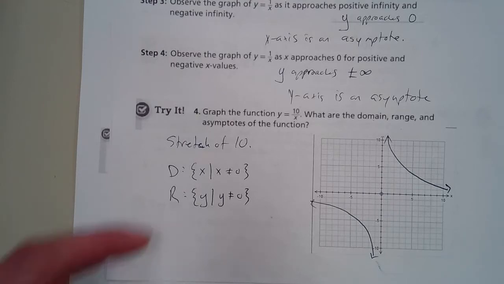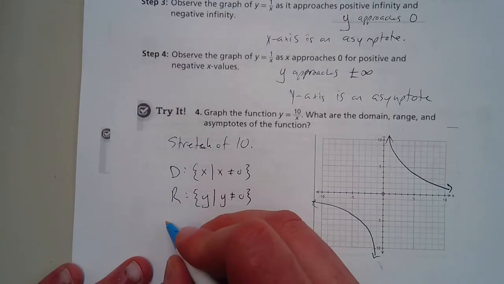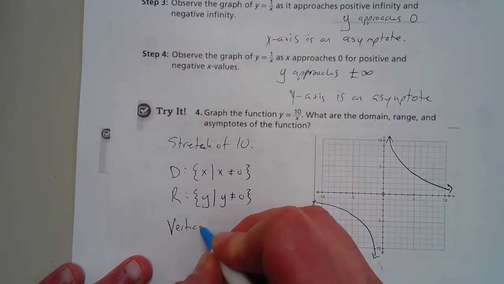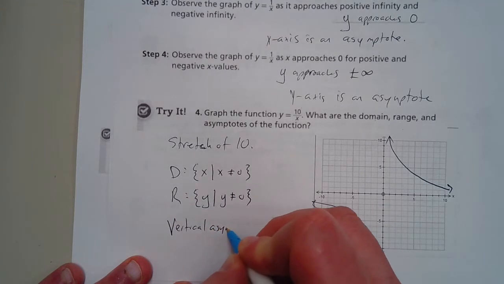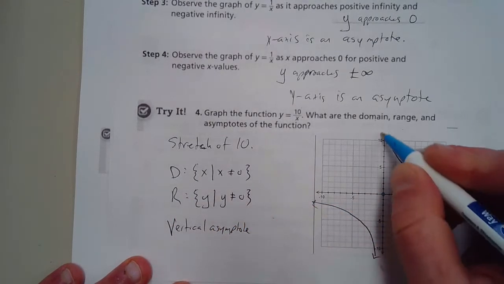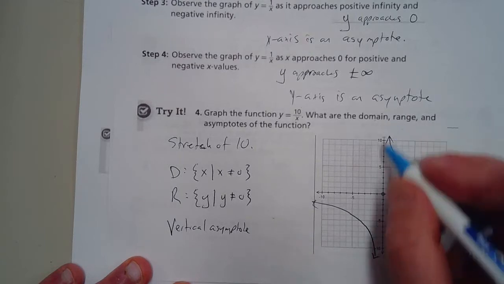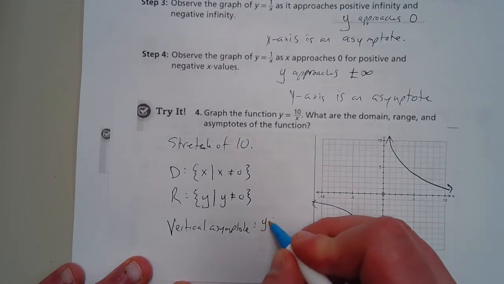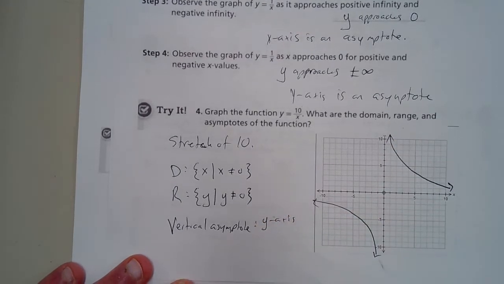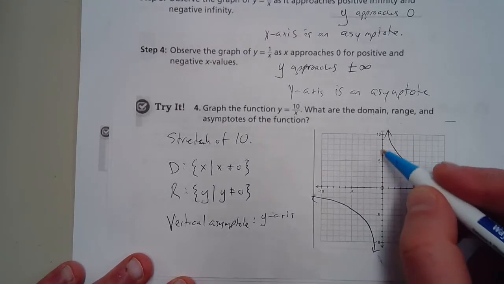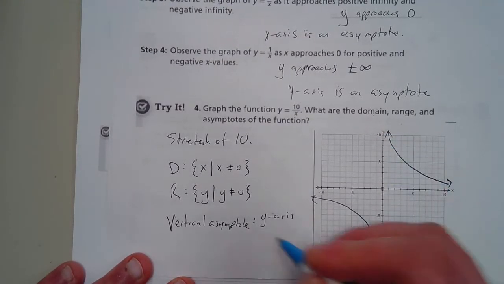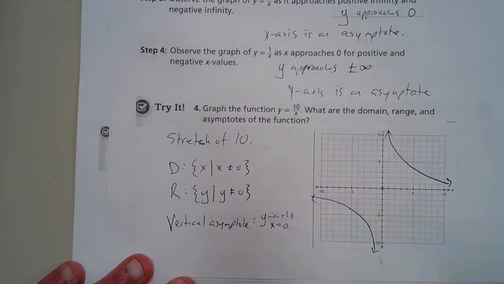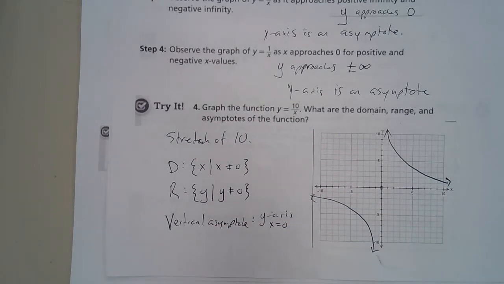Which leads perfectly into the questions about where the asymptotes are. So we would say this graph has a vertical asymptote. The vertical asymptote would be the y-axis. Now, one thing to keep in mind here, the equation for the y-axis is actually x equals 0. It's the line where all values are x equals 0. So remember that. We're going to see that a lot in the next day.